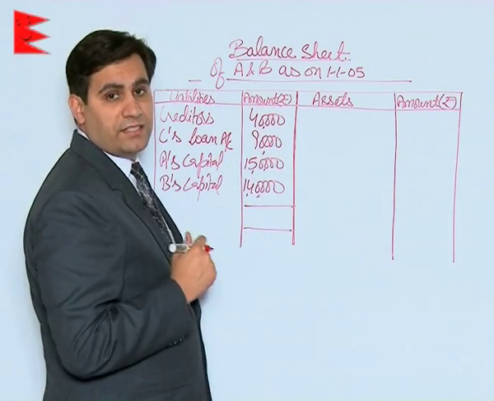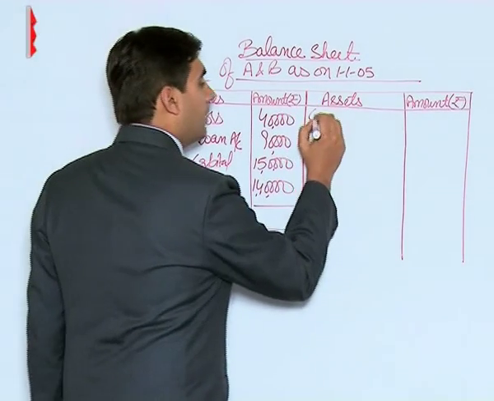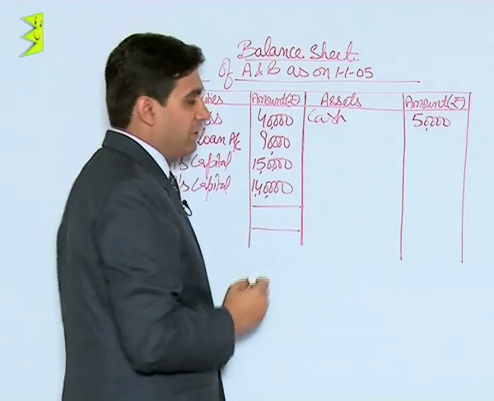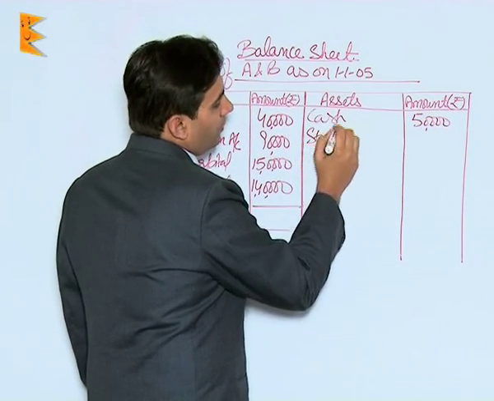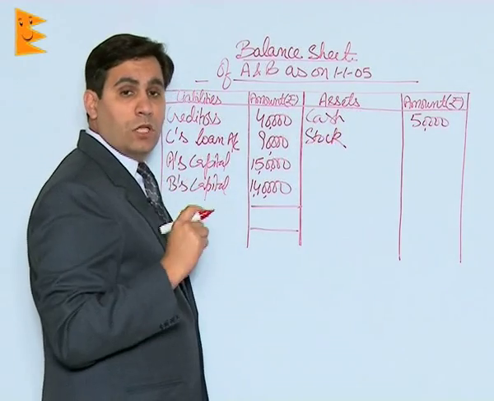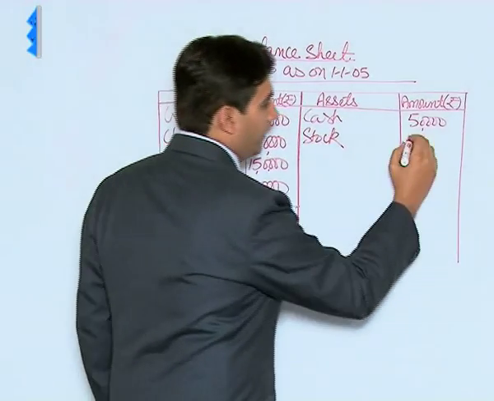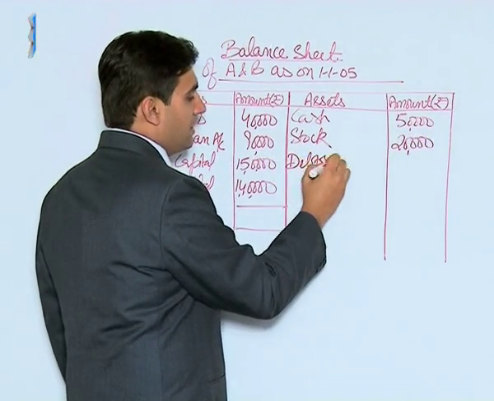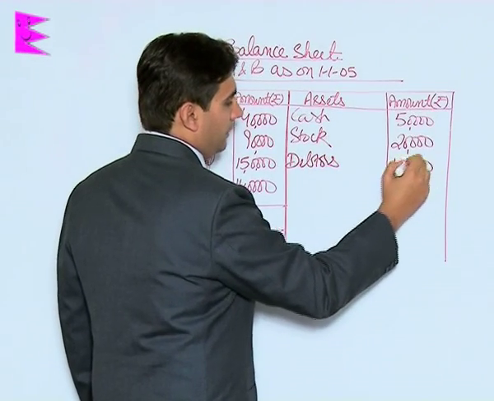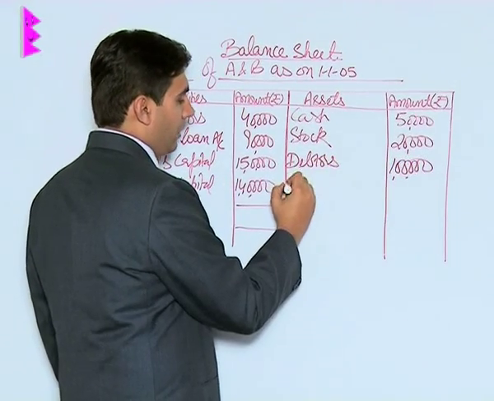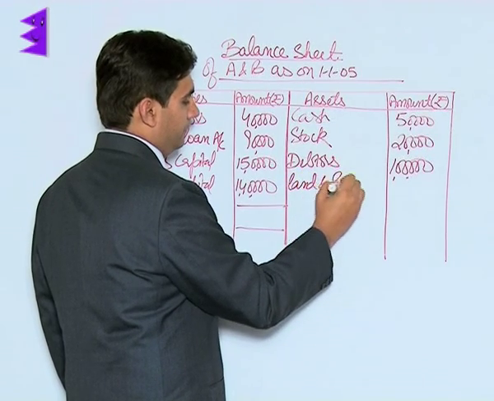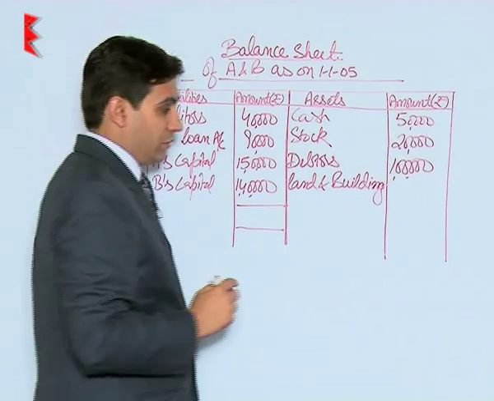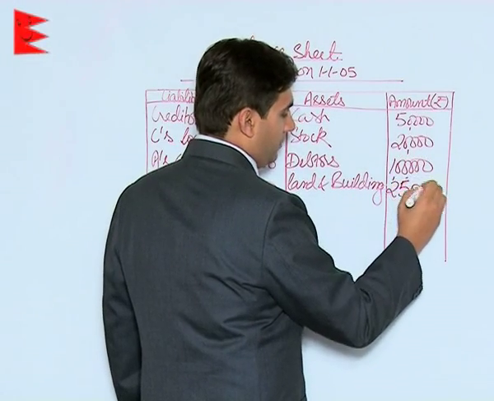Coming on to the asset side now. On the asset side, cash will continue to appear at 50,000 as there was no receipt or payment of cash. The next value was stock. Now the value of the stock was decreased by 30,000, so it will continue to appear at 20,000 only. Debtors, there was no change in the value, so it will appear at 1 lakh. And for land and building, there was an increase in value of 50,000, so it will appear at 2,50,000.